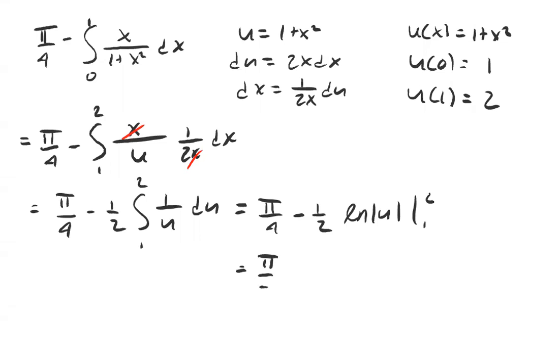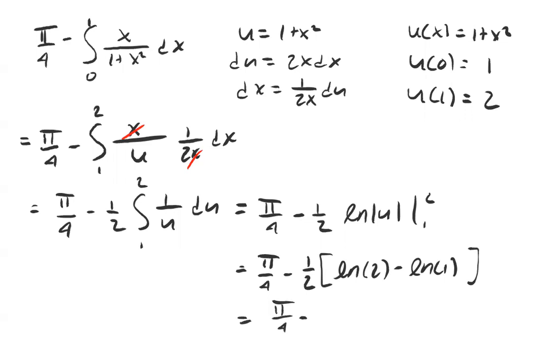This is pi over 4 minus, pull the 1/2 out actually, so minus 1/2, and then ln of 2 minus ln of 1. This is pi over 4 minus 1/2 ln of 2. And there are ways you can simplify this. I'm going to leave it like that, just because it's easier.